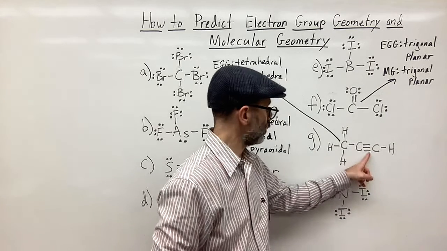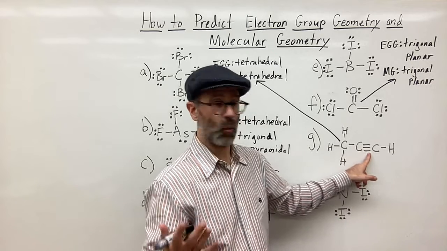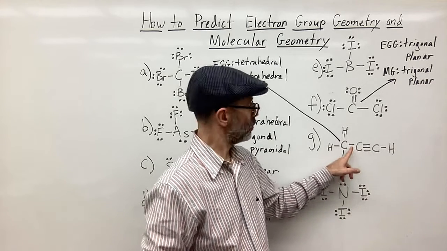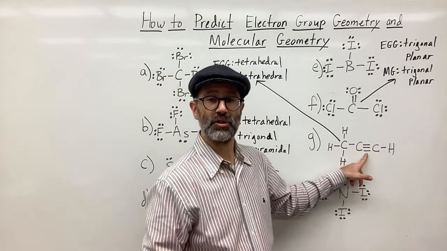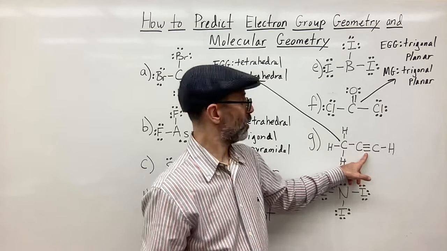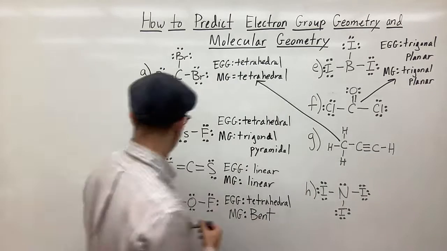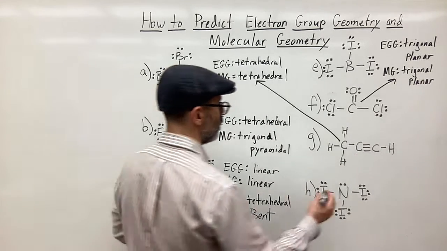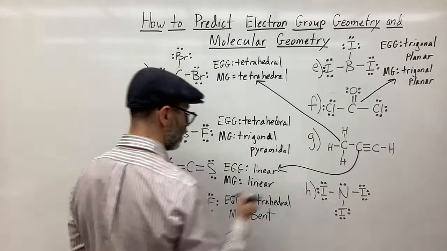Here we have a triple bond. That's one group, not 3 groups, one group. And then we have a single bond that's also one group. So for this carbon, we have 2 groups, no lone pairs. So the electron group geometry and the molecular geometry are the same. So that's going to be linear if you look that up on the table. So that's going to be the same as this one here. So I'm going to just draw an arrow there.